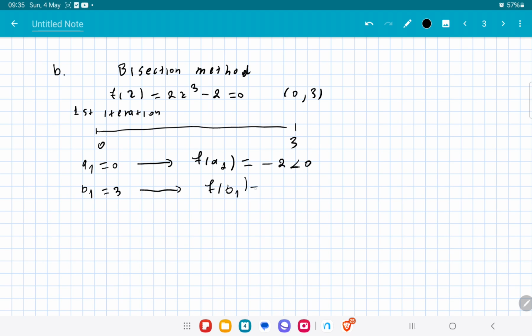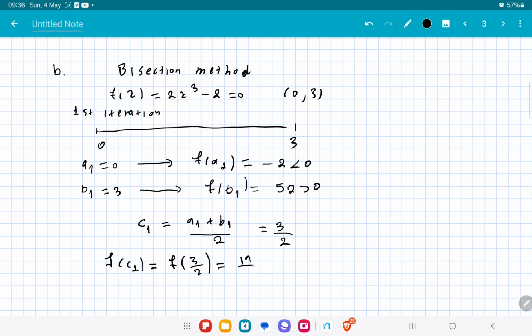f(b1) is going to be 52, which is a positive value. So f evaluated at a1 is negative, f at b1 is positive, so I'm going to have a root there. Now I compute c1 = (a1 + b1)/2, that's 3/2. And now I evaluate f(c1) = f(3/2), that's 19/4, which is a positive value. That is my first iteration.